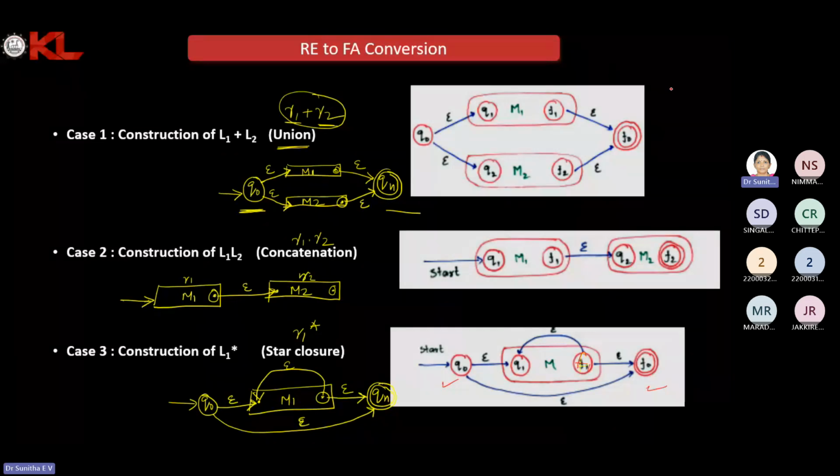Okay, so the union structure will be like this. The machine of the first expression, then the machine of the second expression. Then they combine them using these two new states. Then concatenation means you draw the machines for the two expressions one by one, then connect them using an epsilon transition. And for star closure, the final state of the machine should be connected to its initial state. Then add two new states, one initial and one final, and connect them with these three epsilon transitions.